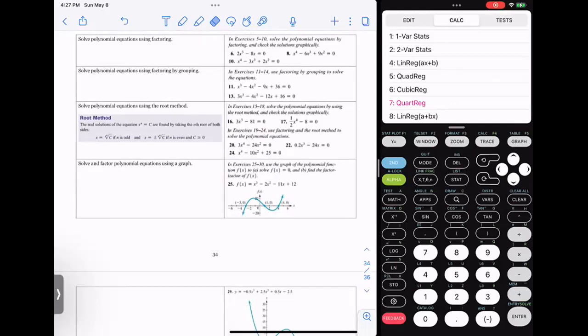So it's asking on 25 to solve f of x equals 0. That's just any of the intersecting points right there. So on 25 it would be -3, 1, and 4. That's to solve f of x equals 0.